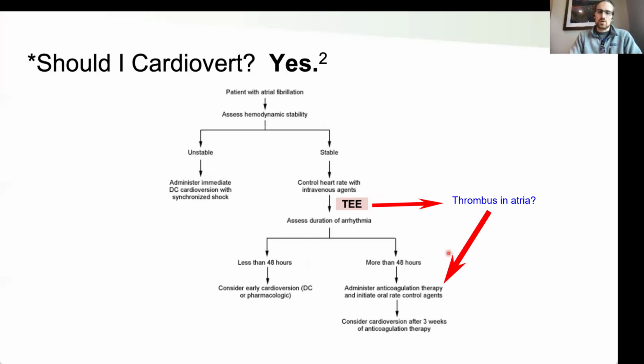If it's greater than 48 hours, then you need to do anticoagulation therapy and get rate control. After 3 weeks of anticoagulation, then you attempt cardioversion, and then you anticoagulate for 4 weeks afterwards due to a little bit of a stunning period where you're still at an increased rate of an embolus.